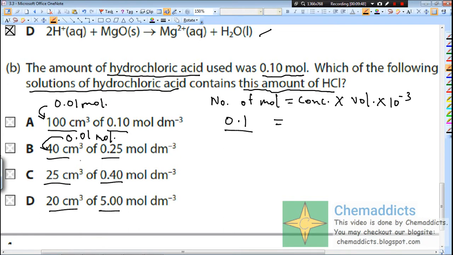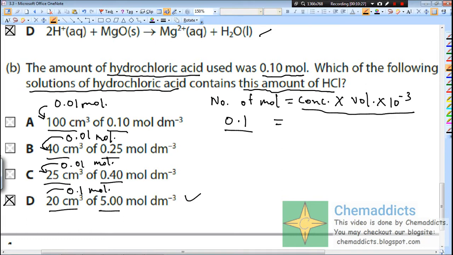So let us continue until we get the number of moles as 0.1 mole, since the number of moles of hydrochloric acid is expected to be 0.1 mole. If we multiply this with this, then we're going to get 0.01 mole. Once again, this is the last option. If we multiply this and this using this equation, then we're going to end up getting 0.1 mole. So here D should be the answer. So D is the answer.